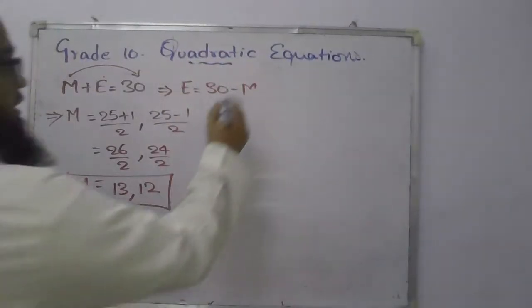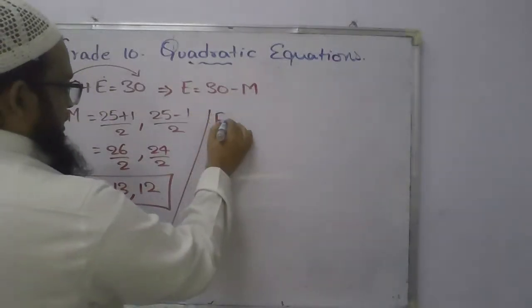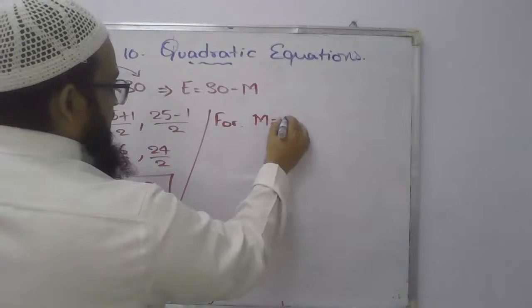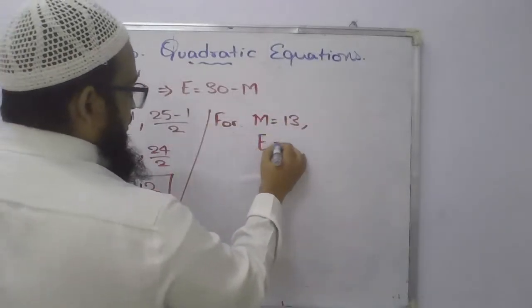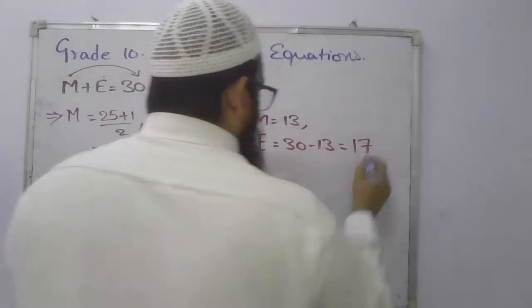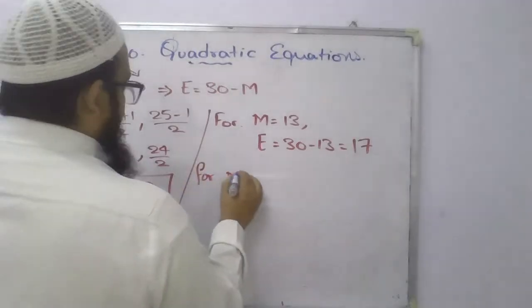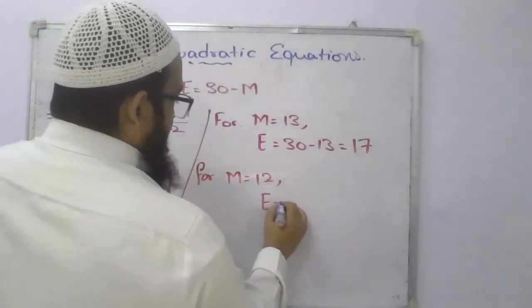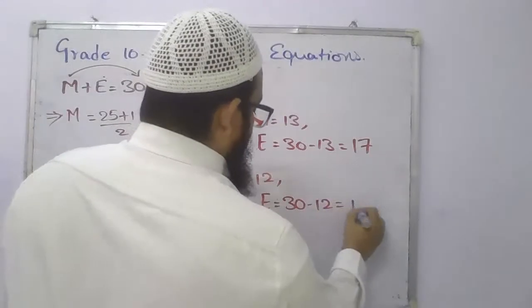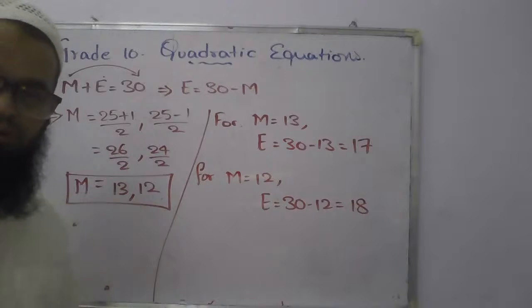Since you got two values for m, for m is equal to 13, English is equal to 30 minus 13, that is equal to 17, right? Yeah, 17. And for m is equal to 12, English is equal to 30 minus 12, that is equal to 18. Understood, my dear students? Got it? So these are the things.